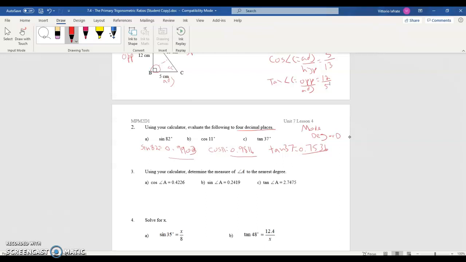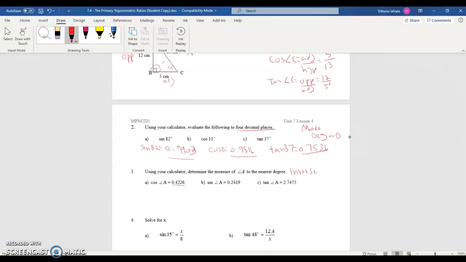Now, let's see how we can go backwards. If I give you the cos of an angle, can you figure out what that angle was or is? And the answer is yes, you can. So to find the angle, you need to use the inverse function of sine, cos, and tan. The inverse looks like this.